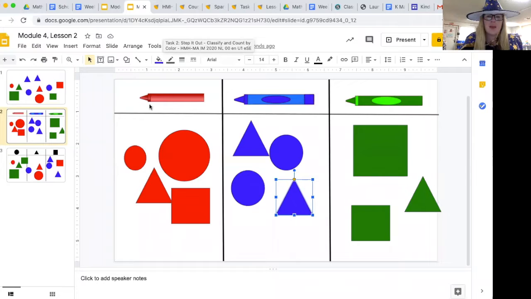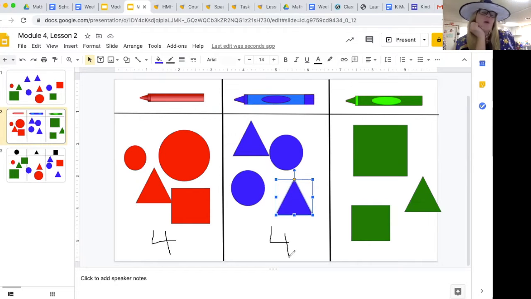Now, I'm going to count how many I have in each column. How many reds do I have? Let's count. 1, 2, 3, 4. 4 reds. Let's see. How many blues? 1, 2, 3, 4. Good. Now count the greens for me. How many? You're right. I have 3. Excellent. So that's sorting it by color, and that's what we did yesterday.